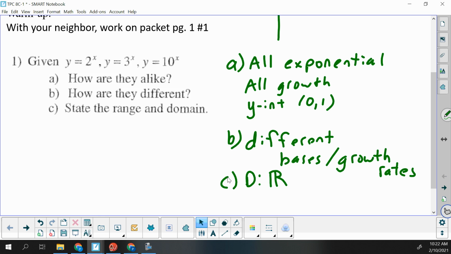So that's the fancy symbol for all real numbers. You do 2 vertical lines and then make a capital R, or you could just write out in words all real numbers. And then for our range, our y's were always greater than 0.